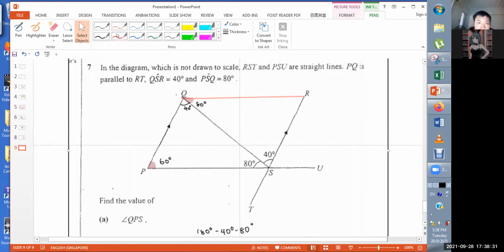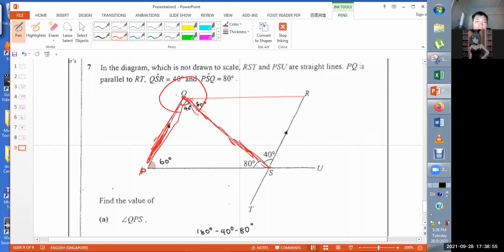Okay, where is PQS? P is here, Q is here, S is here, right? So basically this is PQS. I think you can get the answer already. This is PQS, right? Can you see? So the reflex is this one. What is this one then?